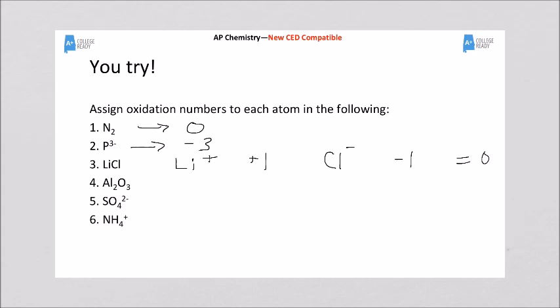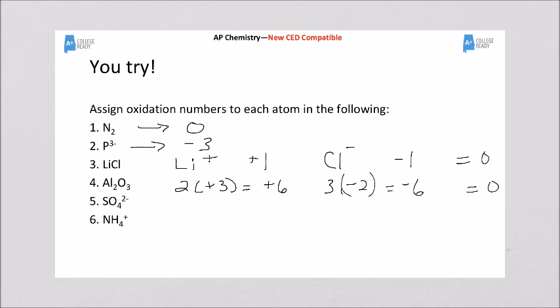Same thing with aluminum oxide, and we'll assign oxygen its normal oxidation number. If we start with aluminum, we have 2 aluminums. They each are positive 3, so the total of all aluminums together is plus 6. And then we have 3 oxygens, and each oxygen has a negative 2 oxidation number, so the total of all the oxygens is negative 6. So positive 6 plus negative 6 does equal 0. That is obeying the rule that compounds have a total of zero oxidation number.